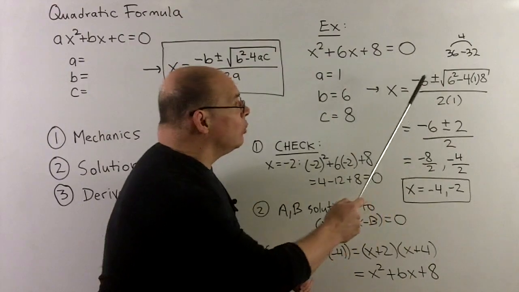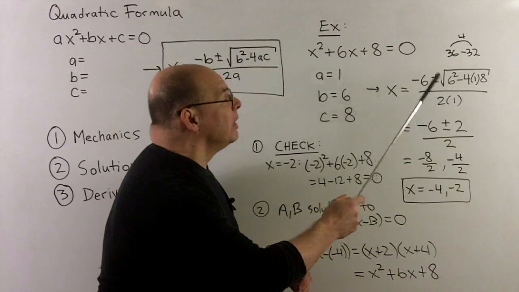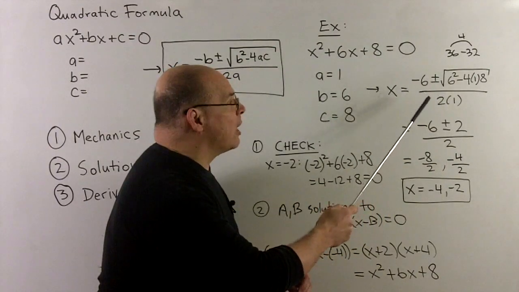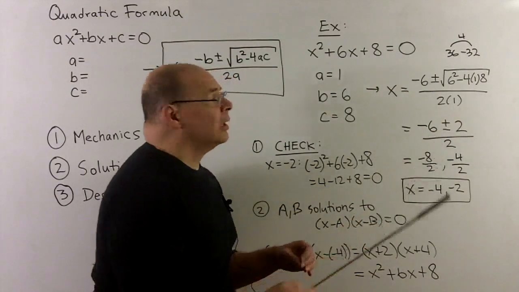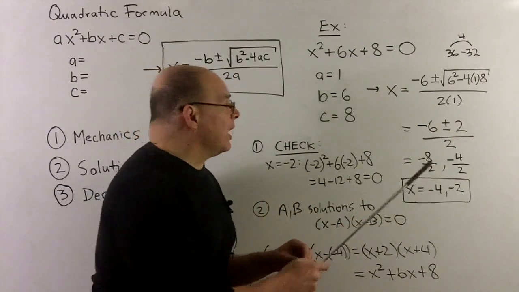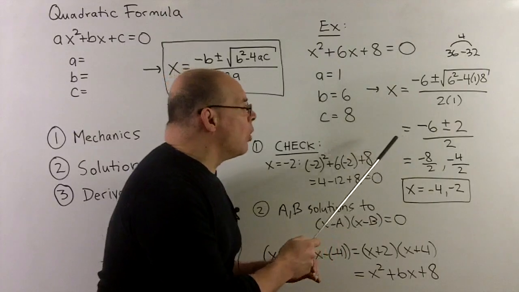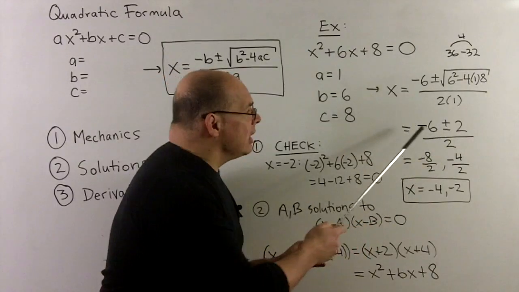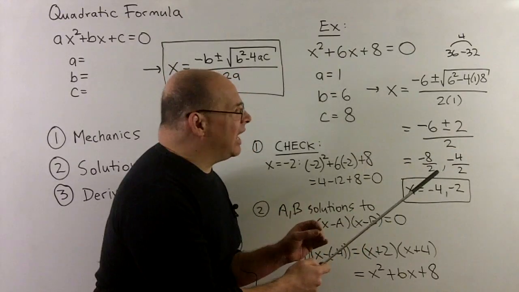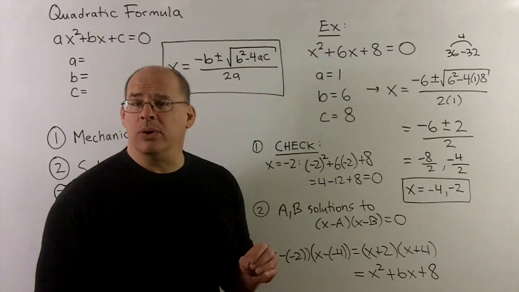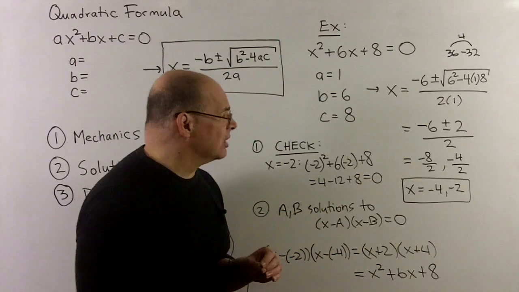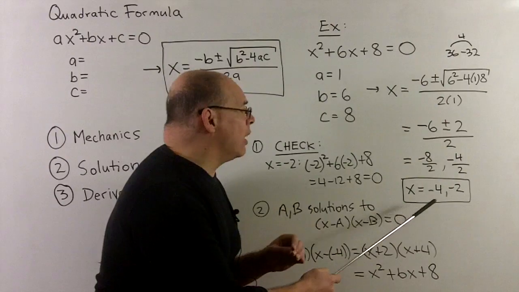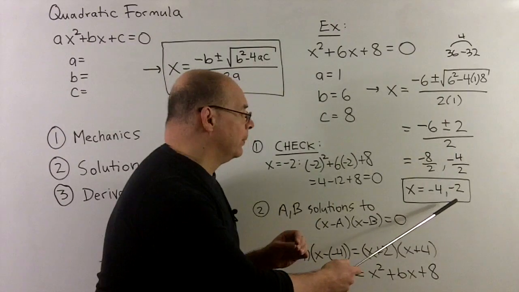Under the radical, we have 36 minus 32. That drops to a 4, and then square rooting that becomes a 2. So for our answers, we have minus 6 plus minus 2 over 2. Breaking up the numerator, we're going to get a minus 8 and a minus 4. We cut those in half to get solutions. X equal to minus 4 and minus 2.